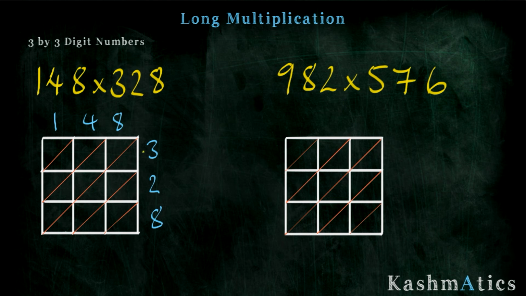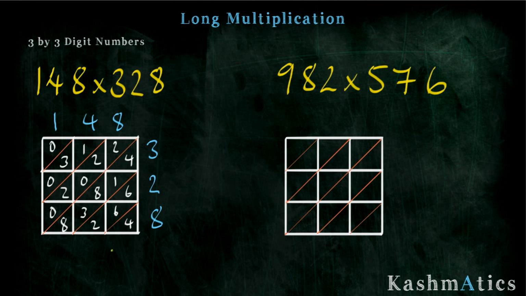So I've got 8 times 3, which is 24, 8 times 2, which is 16, and 8 times 8, which is 64. Over here I've got 4 times 3, which is 12, 4 times 2, which is 8, and 4 times 8, which is 32. And lastly, 1 times 3, which is 3. Remember, you write that as 0, 3. 1 times 2 is 0, 2, and 1 times 8 is 8. And let's add along our diagonals.